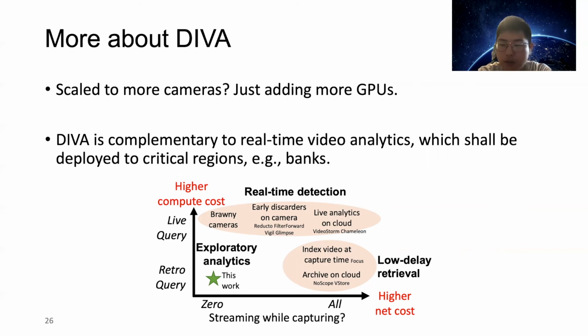And second, DIVA is in an extreme design space in video analytics systems and is complementary to the systems in other design spaces. So in the real world, these could coexist to handle different video scenarios. For example, real-time video analytics systems should be deployed in a small number of critical regions like banks, but DIVA can be more densely deployed on streets for its resource efficiency.